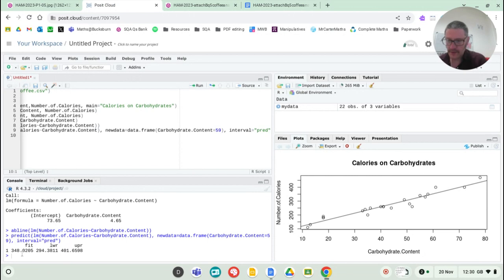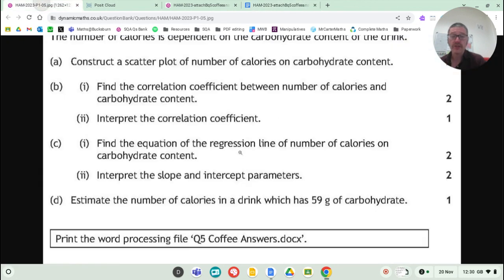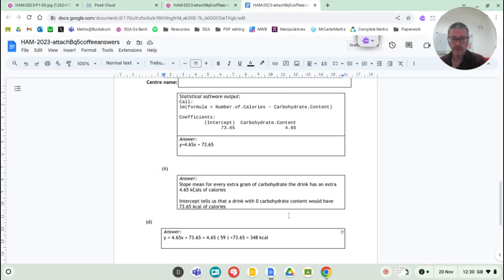Now, what it's done is it's given us the best fit line's prediction. It's then given us our lower and upper sort of confidence intervals there. But all we would need to do, I mean, the question is worth 1 mark. So really copying and pasting your answer across like so would get you the mark.